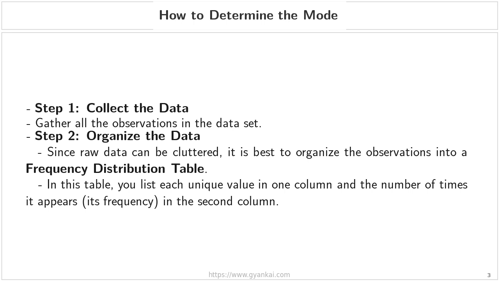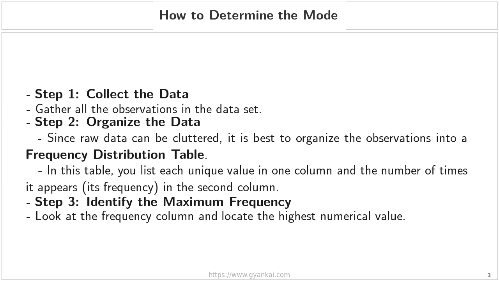As you might have noticed from our previous slides, looking at a raw, messy list of numbers can be quite confusing and cluttered. To make things clearer, it is best practice to organize these observations into what we call a frequency distribution table. In this table, you'll create 2 columns. In the first column, you list each unique value found in your data, and in the second column, you record its frequency, which is just a fancy way of saying how many times that specific value appears.